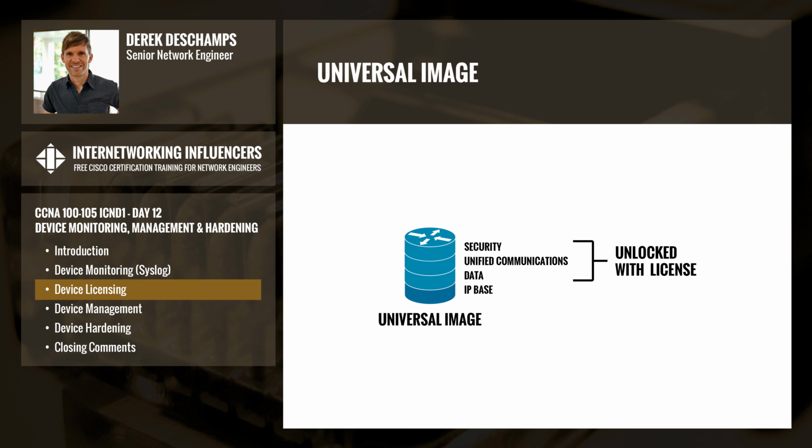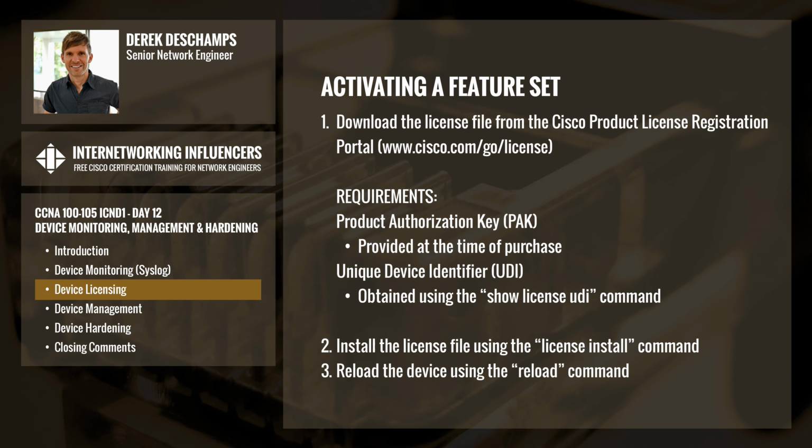Today, there is simply one universal image for each device that contains all feature sets. When a specific feature set is required, it can be unlocked by purchasing a feature set license. Once a feature set has been purchased, it can be activated using the following steps.